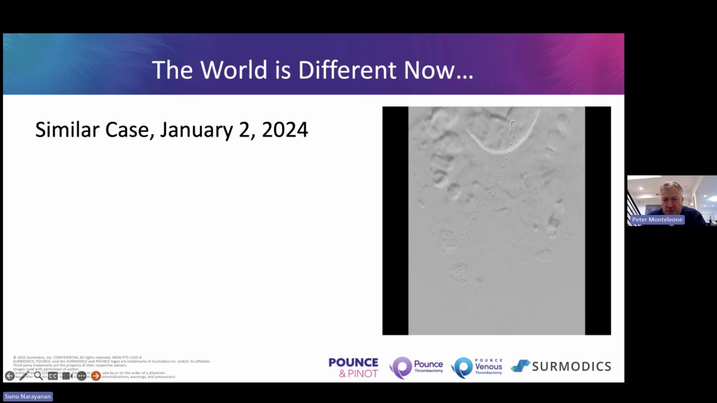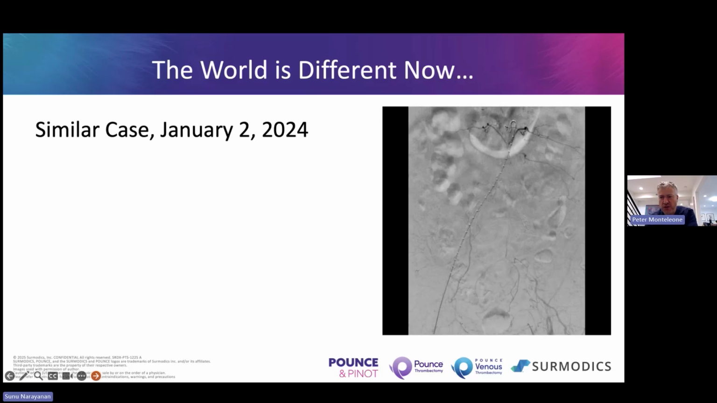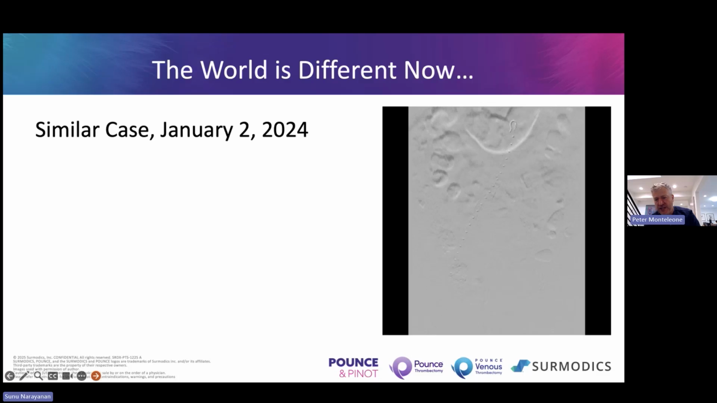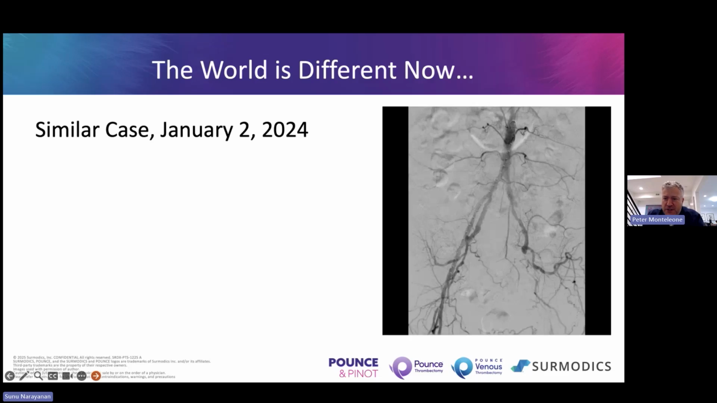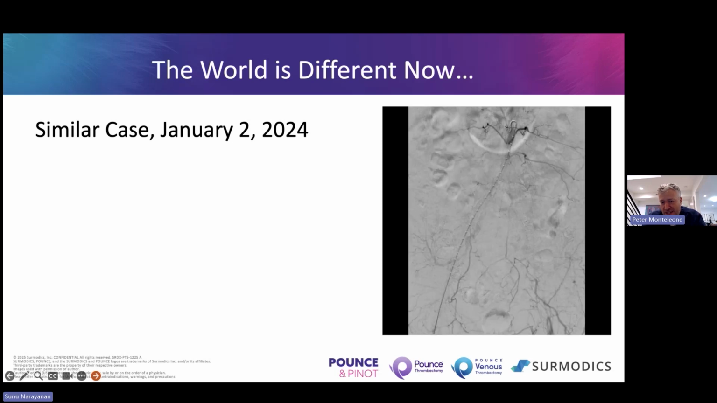So now the world is different, and I don't want to be too dramatic about that, but it's 100% true. The way I think about these cases now, the way I train my fellows now for these cases is very different because we have the tools in Pounce to deal with the organized stuff, to deal with the rubber pencil erasers, like Gary mentioned, if they travel distally. So this is not the same case.